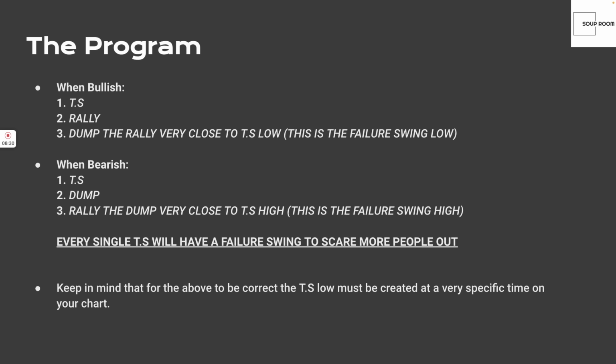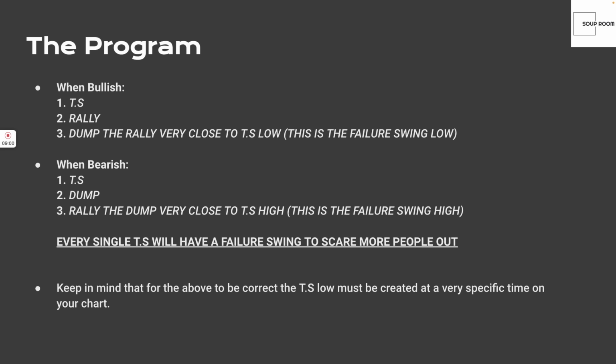The program. When we are bullish, there will be a turtle soup, a rally, dump the rally very close to the turtle soup low. This is the failure swing low. So what you're going to see price do is turtle soup, a key level, rally for a bit, dump back down near the low that was just formed, and then rally back up.